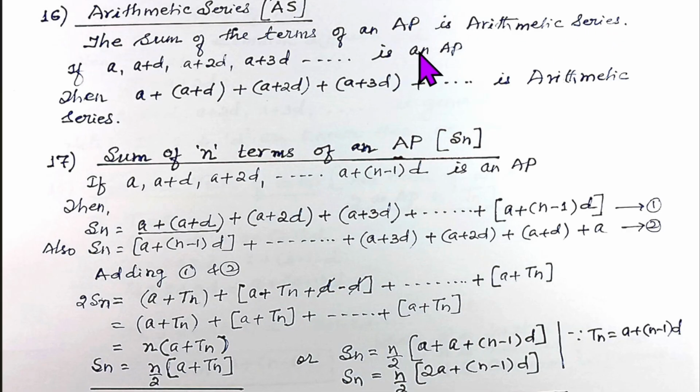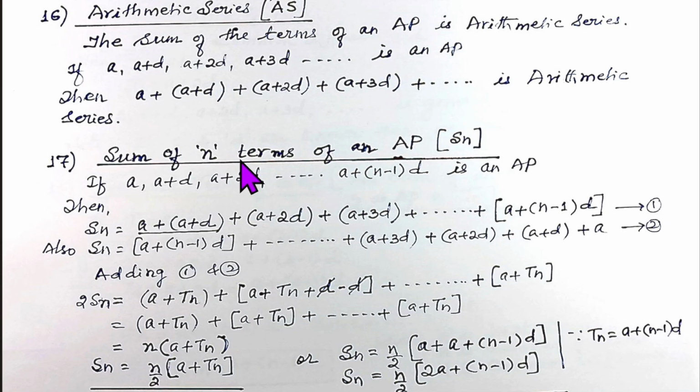Now we know the general form of AP. The general form of AP is A plus D, A plus 2D, A plus 3D, and so on. Therefore, the arithmetic series will be the sum of these terms, that is A plus D plus A plus 2D plus A plus 3D plus and so on. So that is the arithmetic series. Remember that. Of course, in arithmetic series also we have finite series and infinite series depending upon the number of terms of the APs.